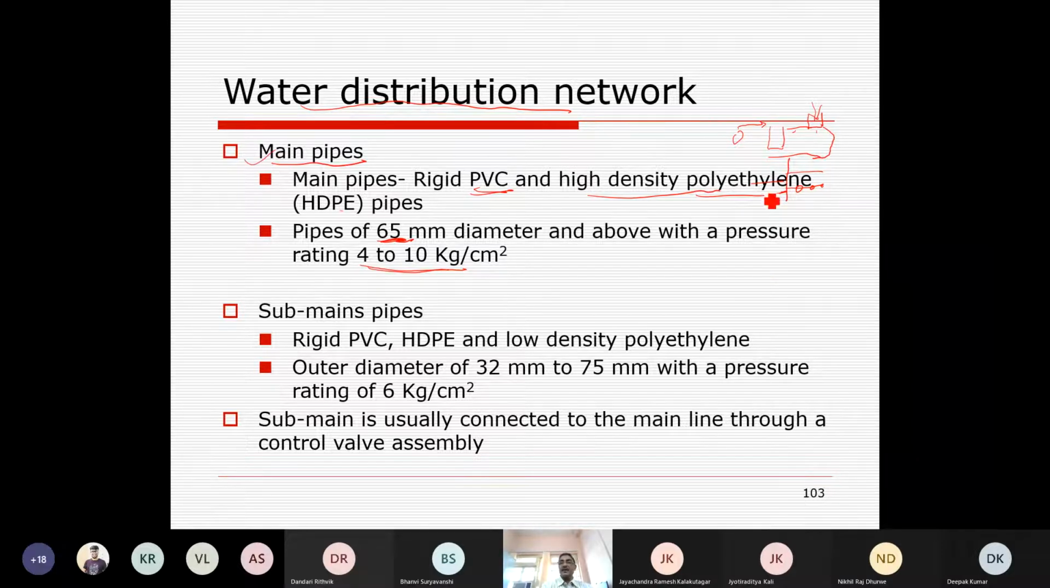Then after main, it is the sub main line, which distributes water to laterals. The sub main pipe is also made of rigid PVC or HDPE, varies from 32 millimeter to 75 millimeter in size, and operates at a range of near about 6 kg per centimeter square. Then the sub main is usually connected to the main line through a control valve assembly, such as a pressure compensating valve, directional flow valve, air vent valve, and so on. So these are all the fittings in the water line.